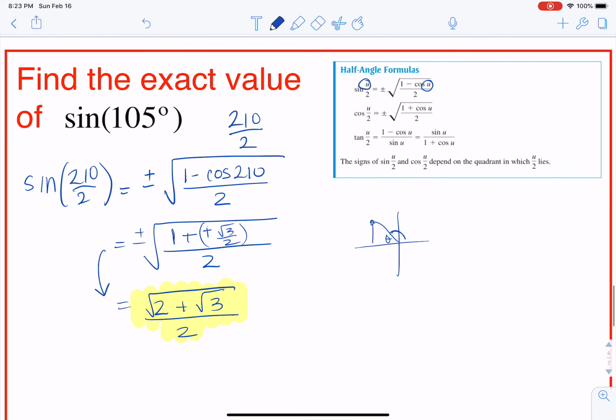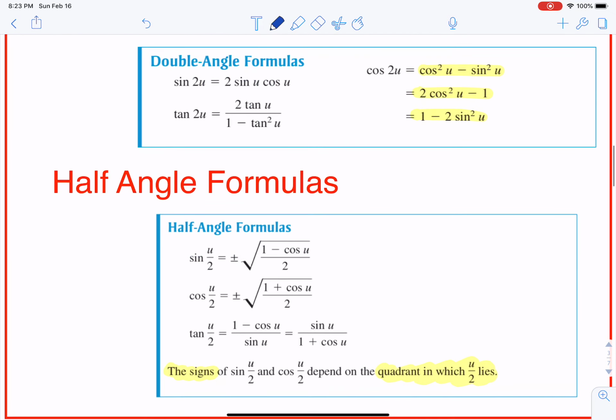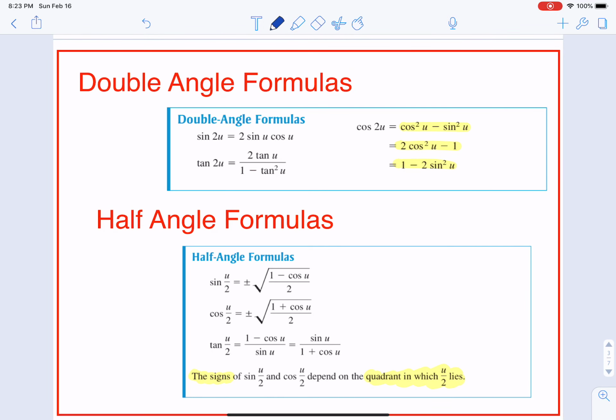So you can take a look at the homework for the double angle and the half angle formulas, and I would certainly suggest having this page out in front of you. If you'd like to go ahead and take a screenshot of this right now, I would suggest doing that and making sure that you get these down in your notes. So double angle and half angle formulas. Good luck with the homework, guys.